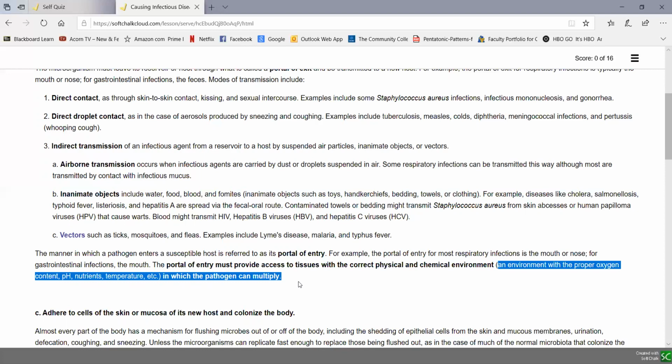And again, that's why many organisms that enter our body, such as through breathing and eating and drinking, don't cause disease, because although there's an entry for microbes, they get to the wrong physical and chemical environment. There's not the proper amount of oxygen. There's an improper pH. The right nutrients aren't available. There's an improper temperature, things like that.